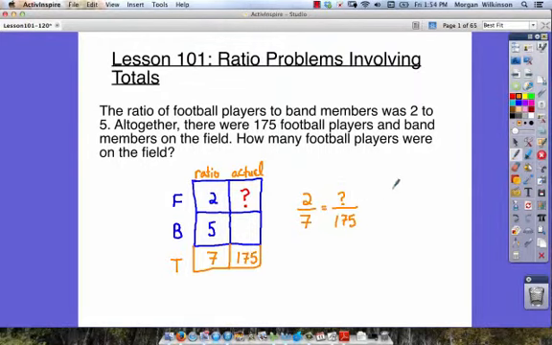Well, in order to do this question, we've got to figure out our cross products. We've got to multiply 2 times 175, and that's going to be the same thing as 7 times the number of football players, our question mark. So 2 times 175 is equal to 7 times our question mark. We can put this in parentheses so we know it's multiplication. 2 times 175, that's 350. 350 is equal to 7 times our question mark.